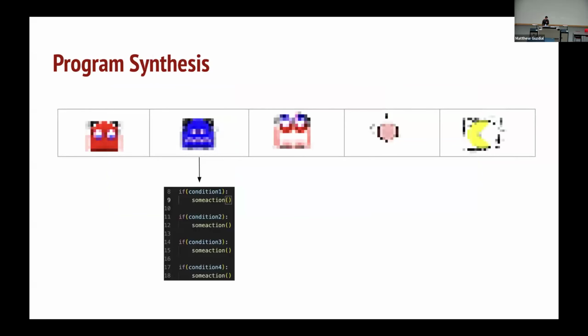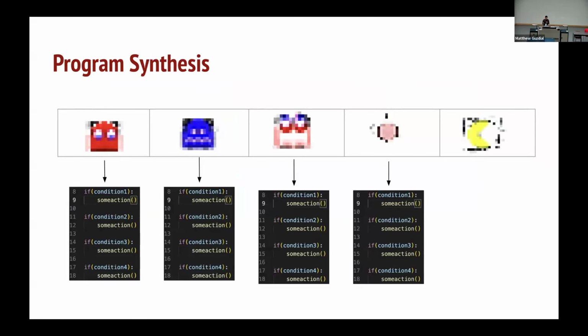So what we're going to do is for each of the sprites that we learned in our dictionary, we're going to learn a unique program. And all of these programs are going to be if statements. So they're going to have a condition and they're going to have some action. We're not going to learn anything for Pac-Man because the player is controlling Pac-Man, so that's not really required.